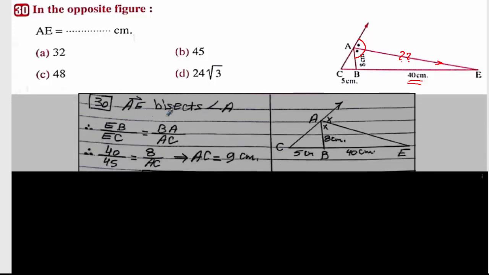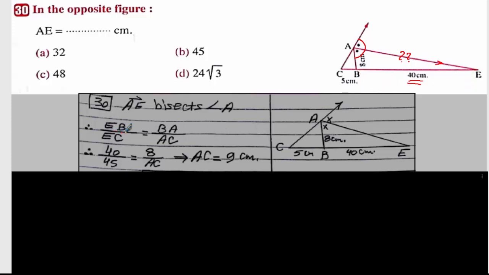So we have AE bisects angle A, and we can deduce that it is the exterior bisector. So EB over EC equals BA over AC. I remove the arcs again.